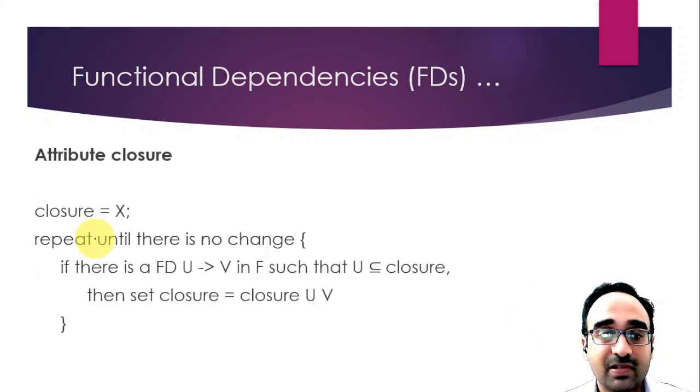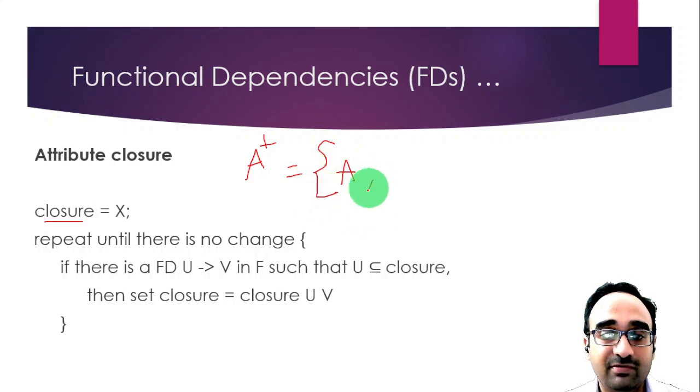Right. Now initialize the closure with X. That means if you are finding A plus, first of all include that attribute itself, A.